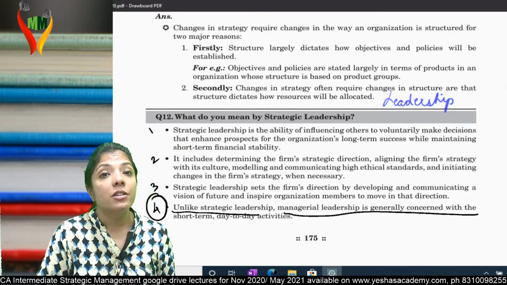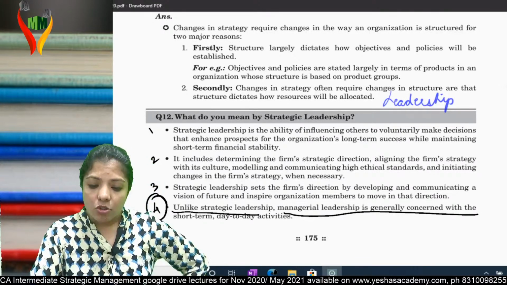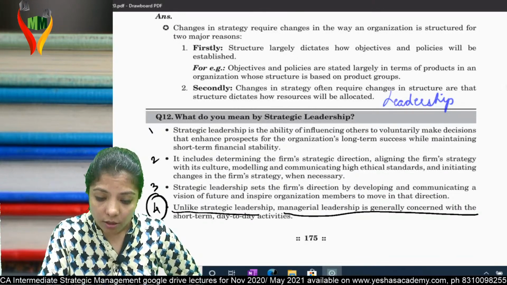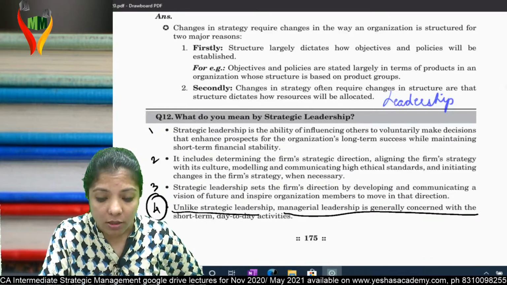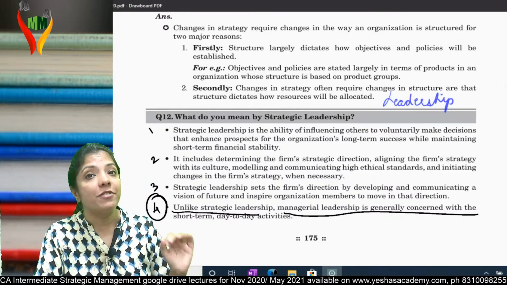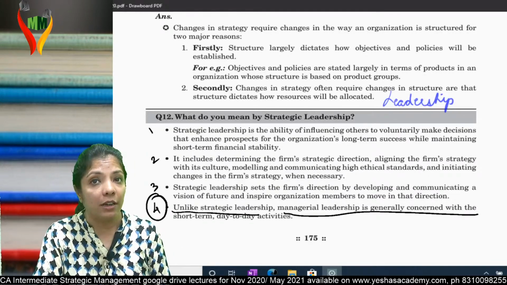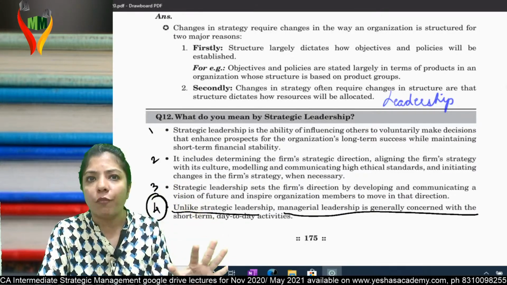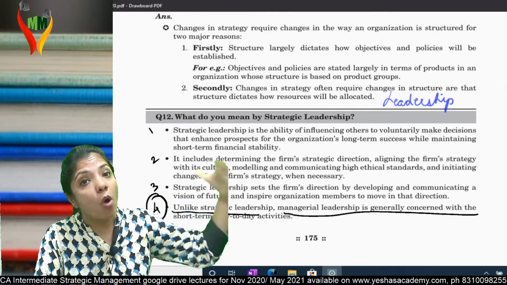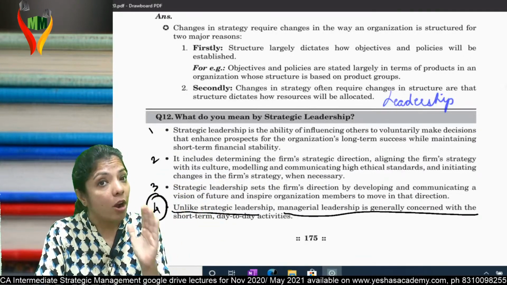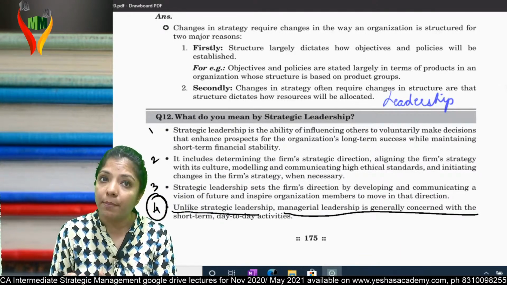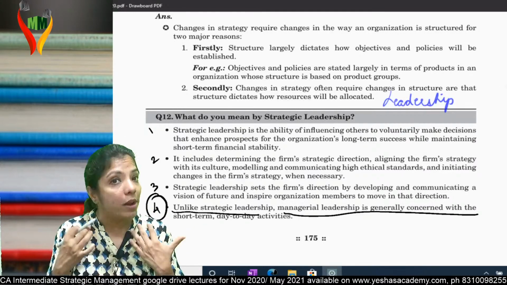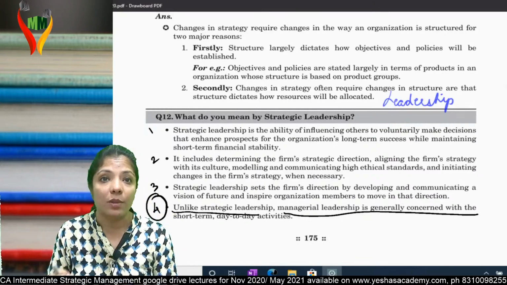What is the first point? What do you mean by strategic leadership? Strategic leadership is the ability of influencing others to voluntarily, not forcefully, voluntarily make decisions that enhance the company's prospects of long-term success while maintaining short-term financial stability. You're not forcing anybody, you are motivating people to take calls voluntarily so that the company can have long-term success with short-term stability.